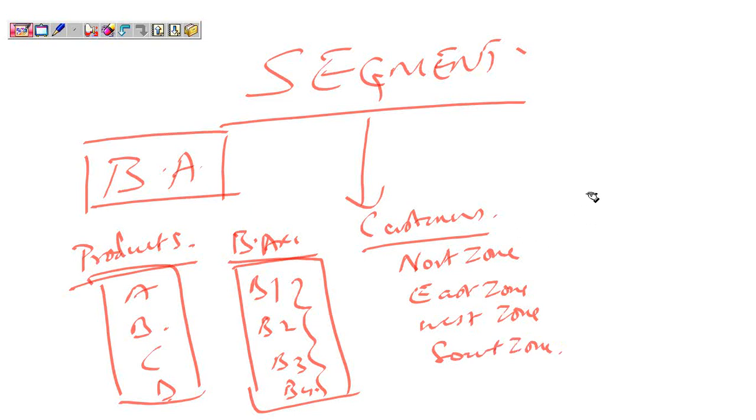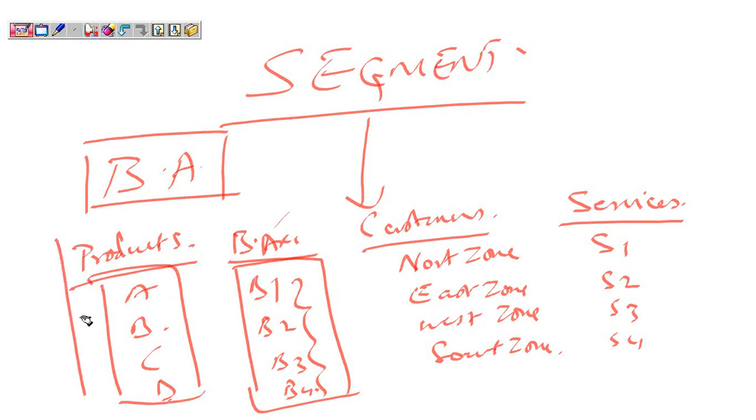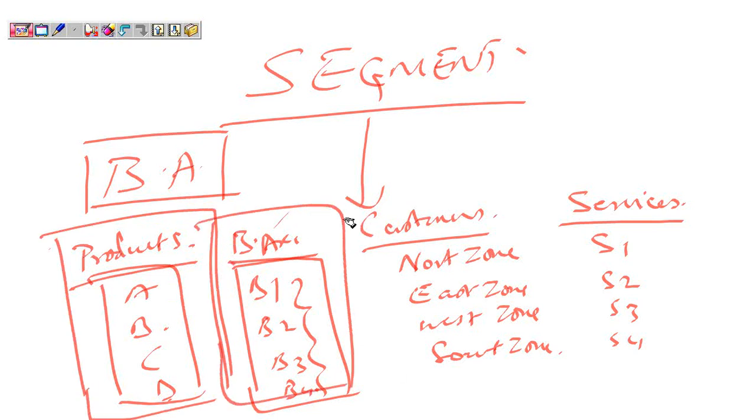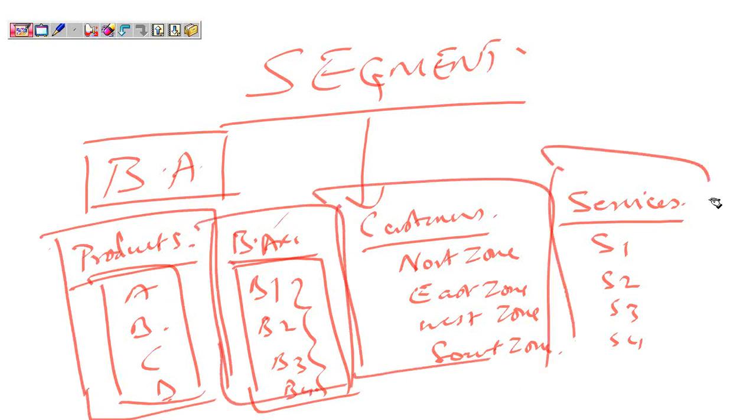Okay, now we have one more area called services. Services like service 1, service 2, for example, service 4. So we have different combinations here in the business. Okay, now segment. What is a segment? It is not a business area. It is not only one area. It can be a group of products, a group of business areas, a group of customers, services, or a combination of this.